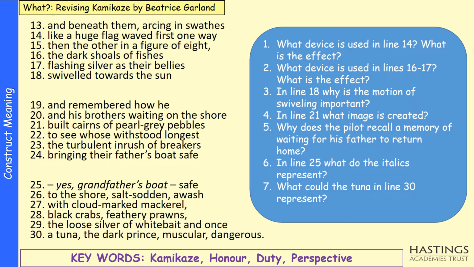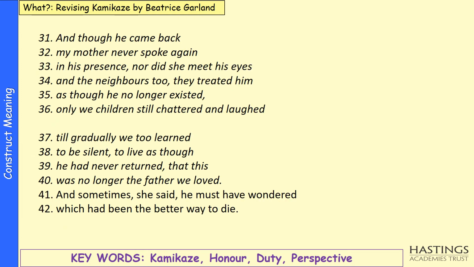Okay, and let's look at the last bit of the poem. This bit is now all in italics, so we can see that it's changed into the first person from his daughter's perspective. So she says, "And though he came back, my mother never spoke again in his presence, nor did she meet his eyes, and the neighbours too, they treated him as though he no longer existed. Only we children still chattered and laughed, till gradually we too learned to be silent, to live as though he had never returned, and that this was no longer the father we loved. And sometimes," she said, "he must have wondered which had been the better way to die."